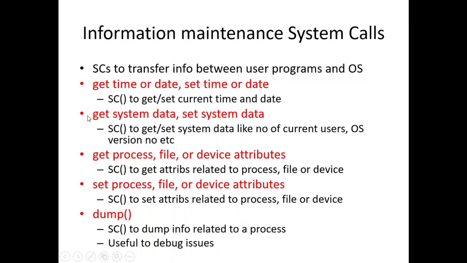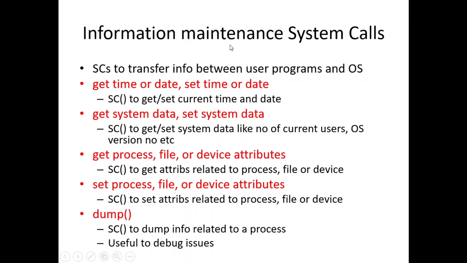You can also get and set the system data. System data is, for example, the number of current users, and you can also get to know the operating system version number, etc. The attributes are more towards this information only. So process, file, and device attribute getting and setting is also put under this bucket of information maintenance.